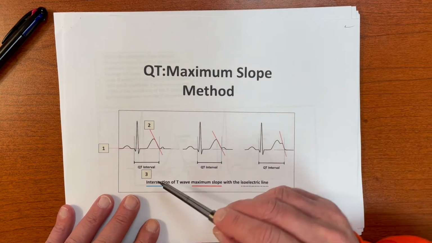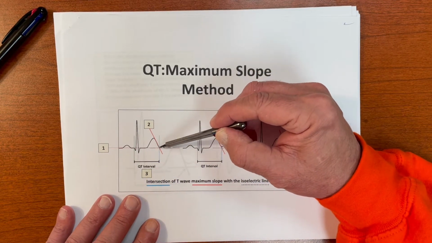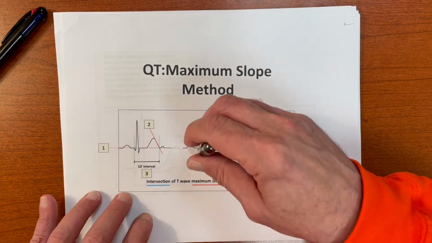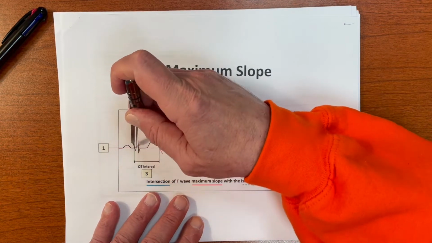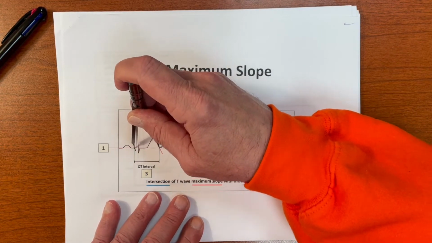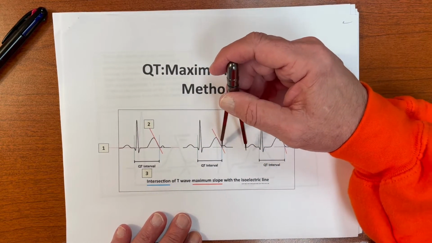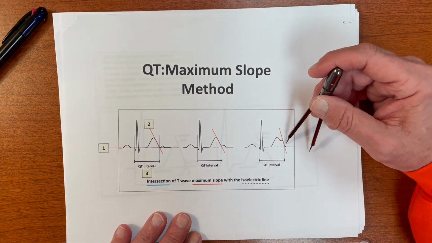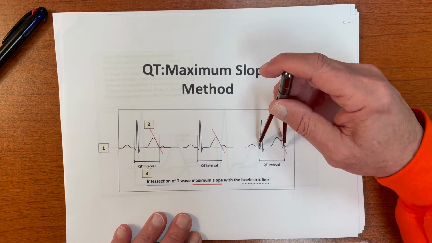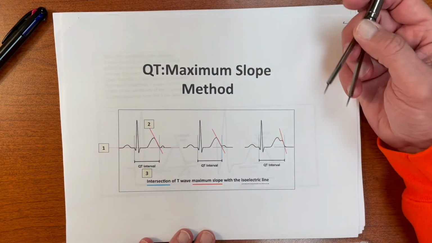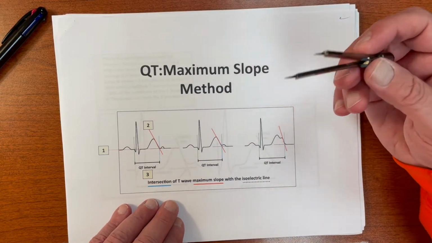Okay, so notice here we measure the QT. We go horizontal, maximum slope, where they intersect. That's the QT interval. Then I would take my calipers, go from the beginning of that to where they intersect. That's my QT interval. Likewise here, same thing. We would exclude the U wave. But here, because it's tall, it's almost as tall as the T, we include it, and so it would go out to here. Okay, that's just how to measure it.